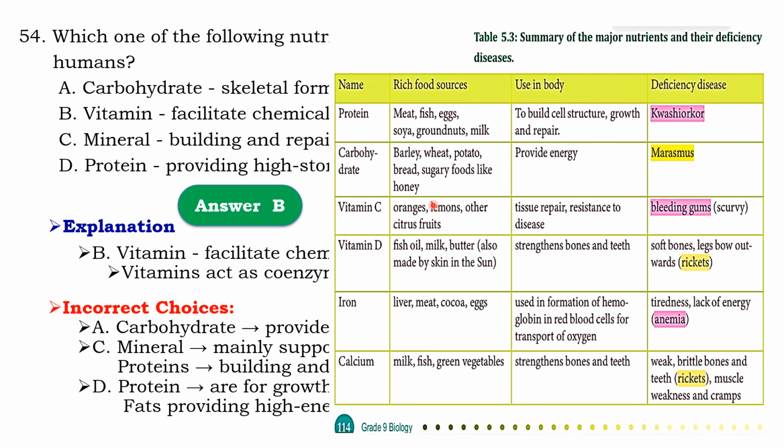So we can look at biology grade 9, summary of major nutrients and their deficiency. Carbohydrates are important for providing energy. Vitamin C and vitamin D are important as coenzymes. In general, proteins are to build cells, for growth, and also for repair.